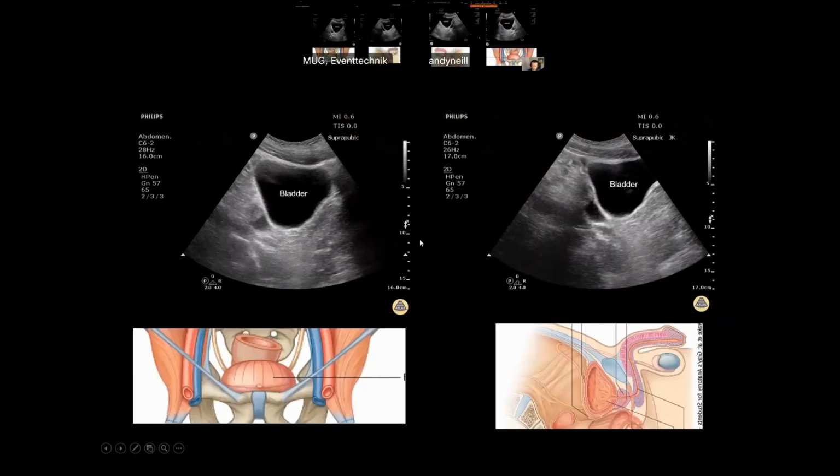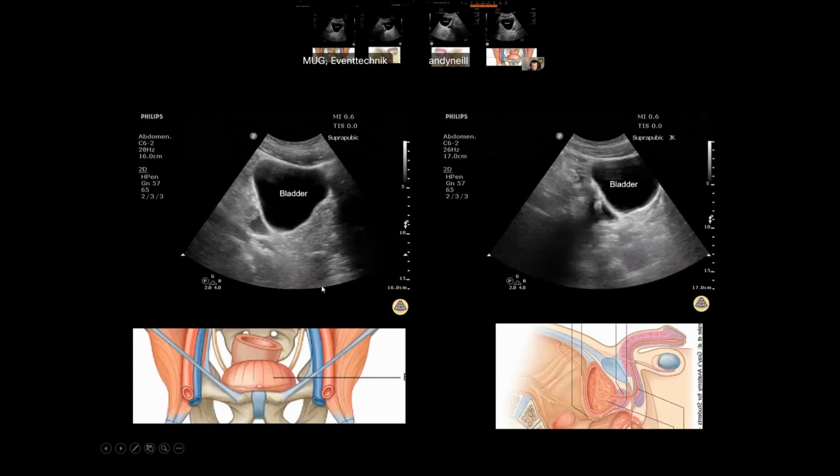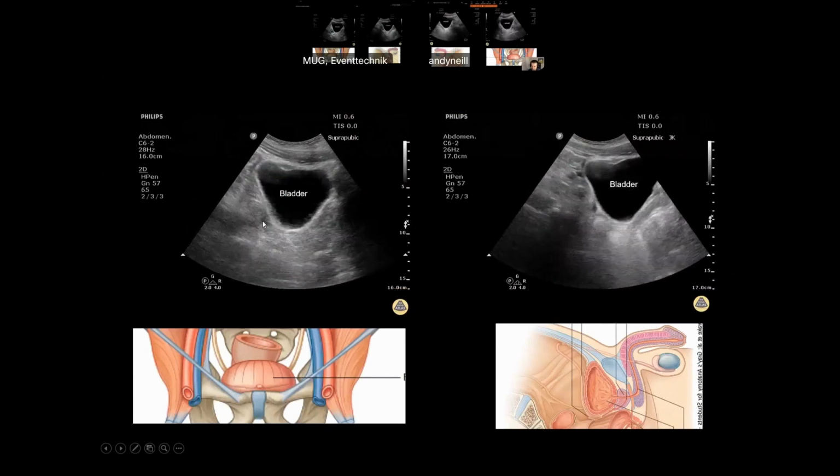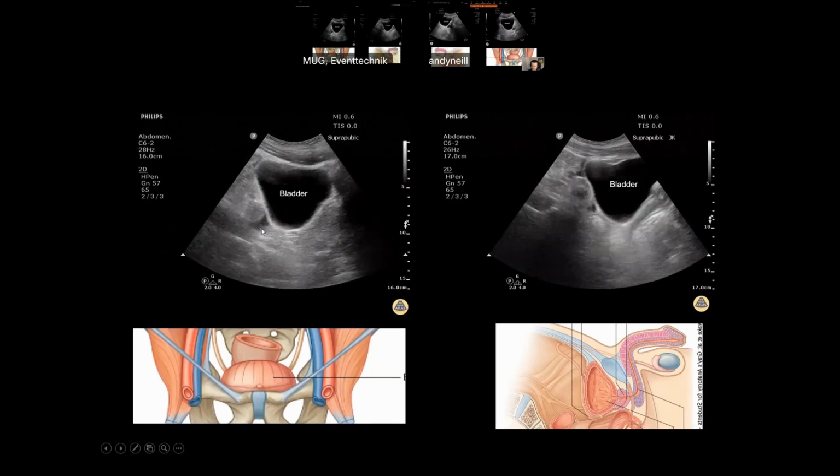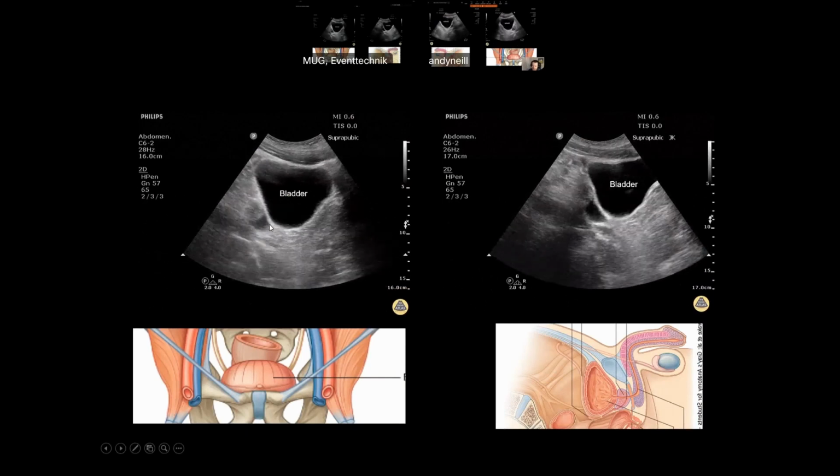So where we see the free fluid, here's some examples. This is the transverse view, so a little bit of a view like this. Can you see this little black bit here? Okay, that is free fluid, usually off to the sides. Okay, that's where you're going to see the free fluid in the bladder, in the male pelvis.